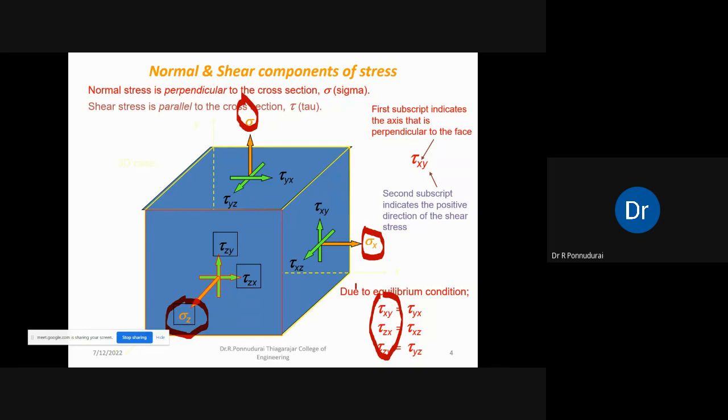So if you have three axes, definitely the principal stresses also will be three. We have the maximum principal stress, and a minimum principal stress, and one more. Because we are dealing with 3D.